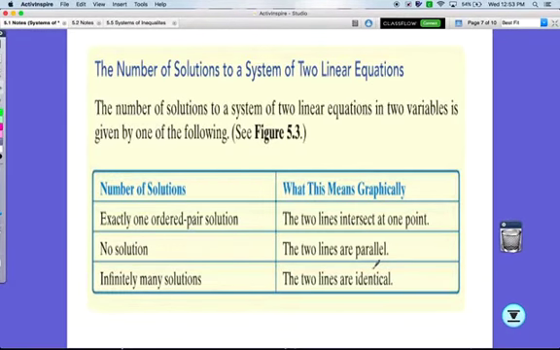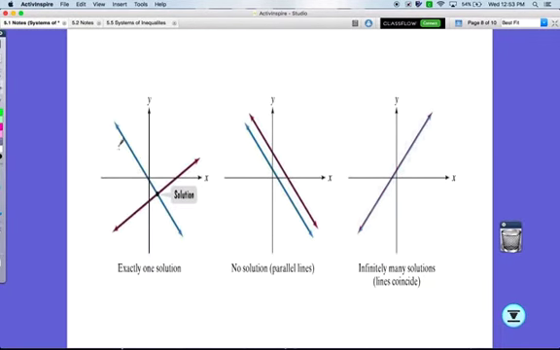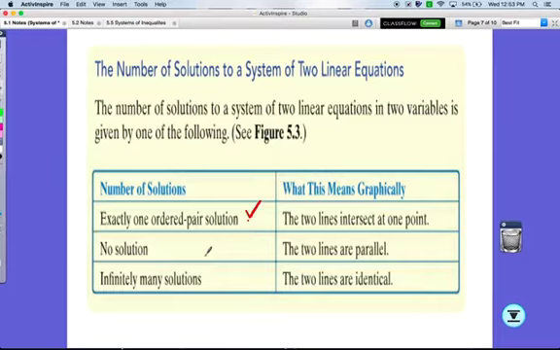All right. Now, to finish this out, solutions to systems of equations are going to happen one of 3 ways. Most of the time, you're going to have exactly one ordered pair solution. That's the ones we've worked so far. Graphically, what that means, you can see on the next slide, is that those 2 lines intersect at one point, and that one point is the solution. Normally, that's what happens.